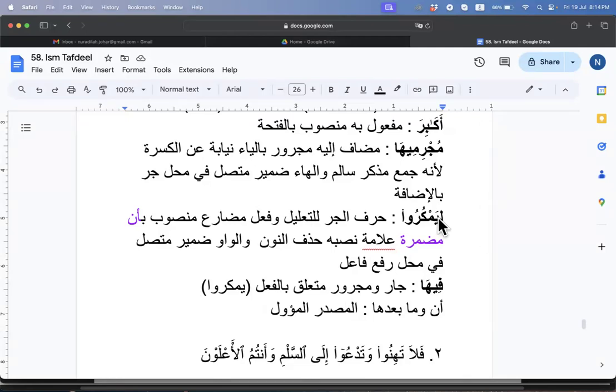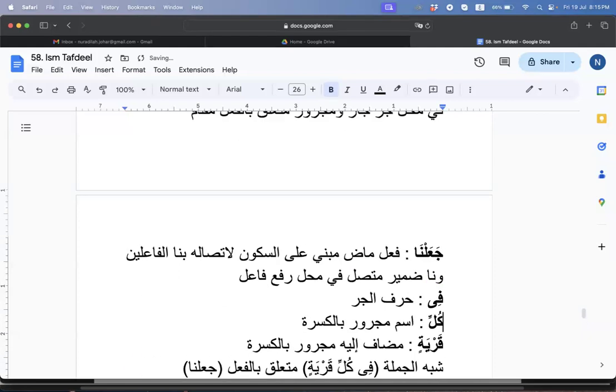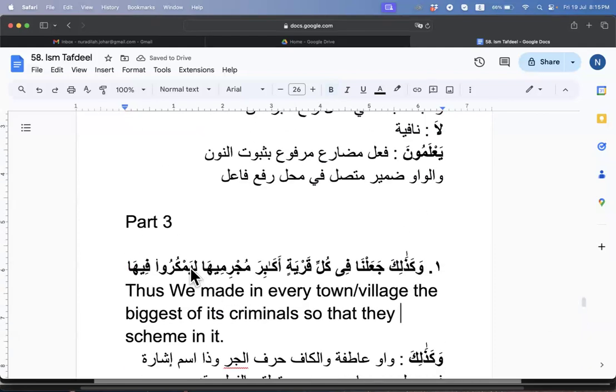An plus yamkuru fiha is an ism. It comes after harf jar, so the ism must be what status? Majrur bil kasrah, fi mahalli jar. This is a jumlah, right? Yes, fi mahalli jar because it's a majrur basically. And then li yamkuru, here this is harf jar, so the whole thing must be muta'alliq to something. What is it muta'alliq to?